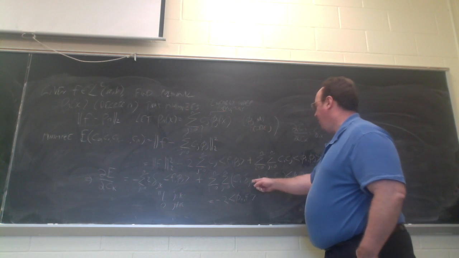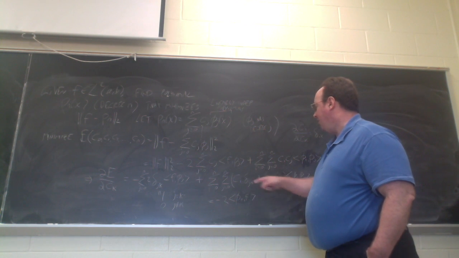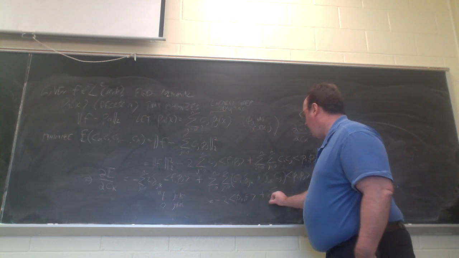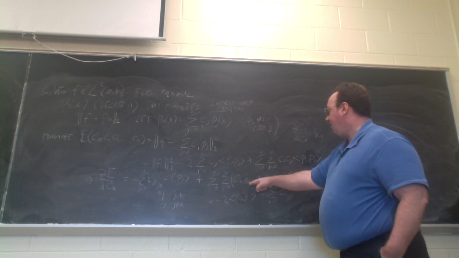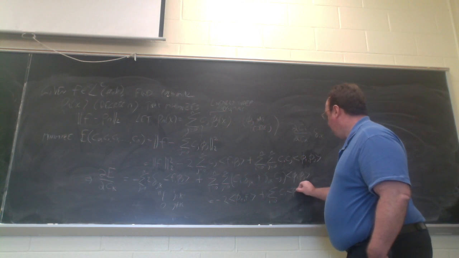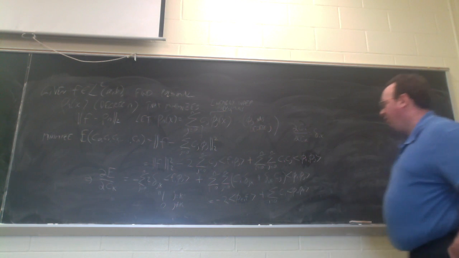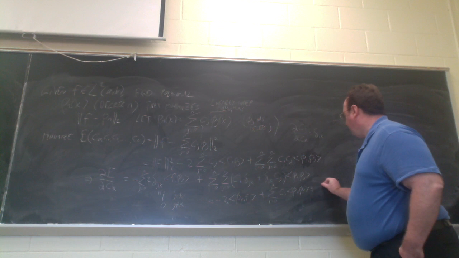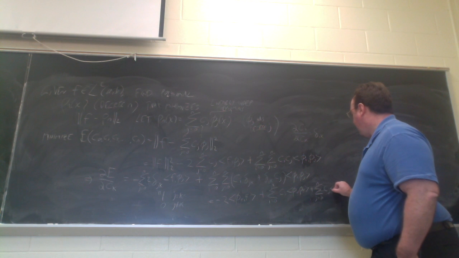Over here, if I look at this part, all these terms will drop out unless j is equal to k. So I'm going to get a sum over i of ci, and then j has to equal k. So I get inner product of phi i with phi k. And then for this part, all these terms will go away unless i equals k. So I'm going to get a sum over j of cj inner product of phi k with phi j.